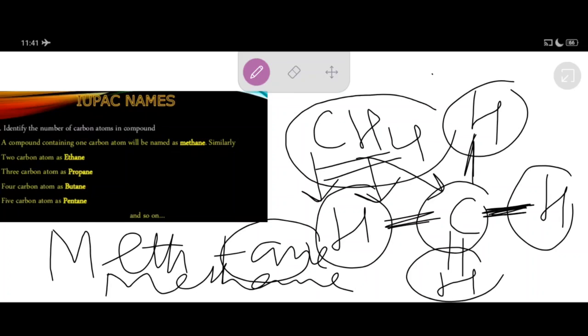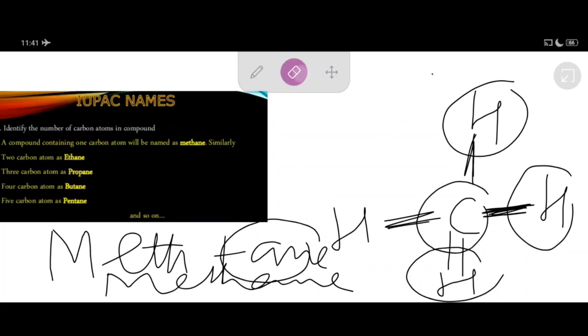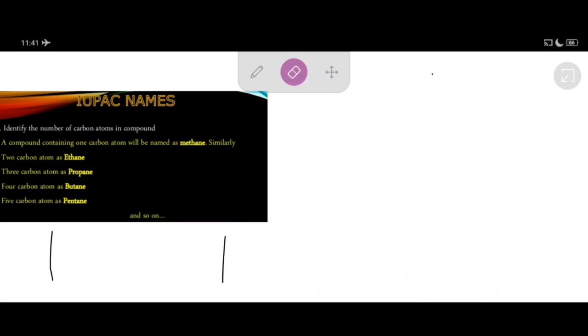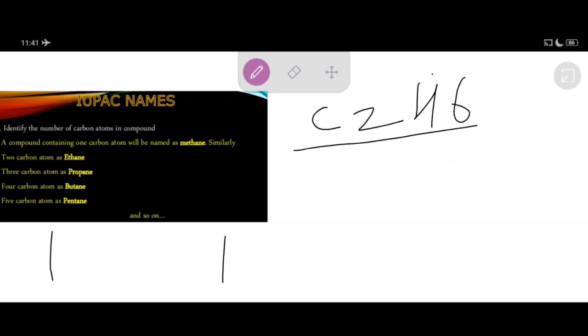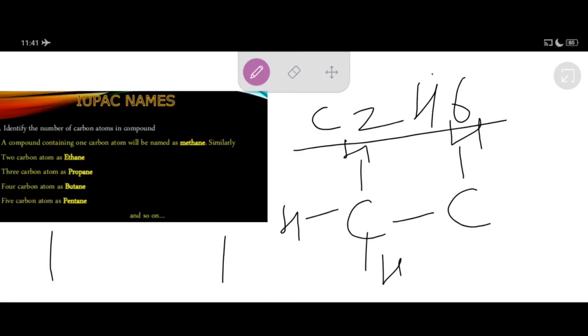Let's discuss some more examples, my dear students. Another example is C2H6. Let's open this first. This is one carbon, another carbon, and 6 hydrogen atoms: 1, 2, 3, 4, 5, 6. Jot it down and have concentration towards me, my dear students.